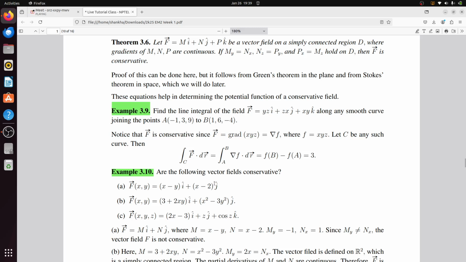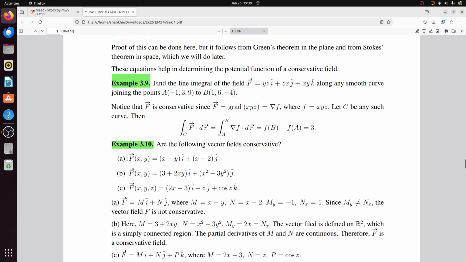Sir, how to know a field is conservative? Just you need to determine the scalar potential. Sir, that scalar potential need not be easy to find. Is there any necessary condition? Yes, for 2-dimensional there is a necessary condition. In 3-dimensional also there is some condition.